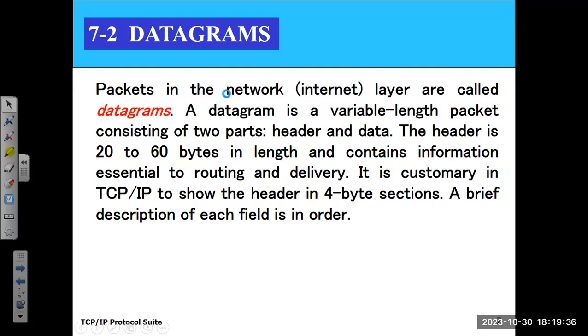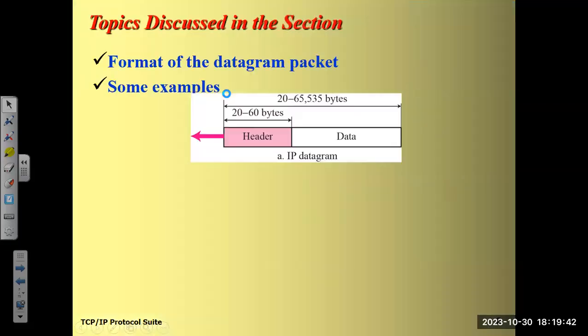And we will see that one. They divide it into 4-byte sections, and we'll see exactly what we mean by that. So, all right, here's the example. This is the data coming from where? Can you tell me where this data is coming from? From the transport layer, correct?